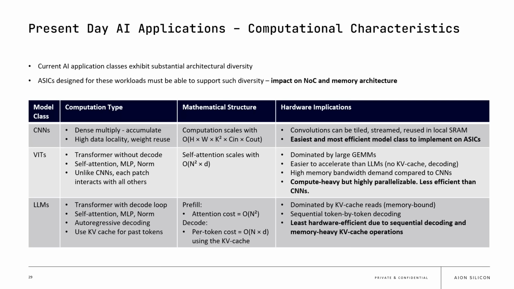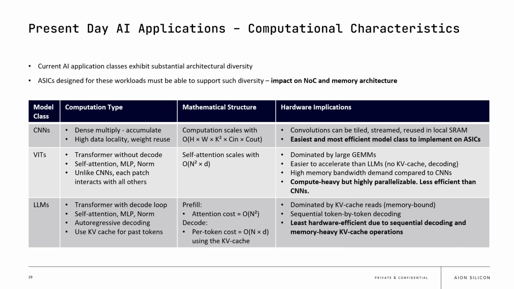So we've got CNNs, which are typically the easiest and most efficient model class to implement on ASICs. We've got VITs and LLMs. So these have come about because of the transformer architecture. With the transformer architecture, you've got a decode and encode loop. So a transformer with just the encode is your VIT, that's vision transformer. Similar to CNNs, but they have slightly different memory access pattern due to the attention mechanism implemented within the transformer structure.